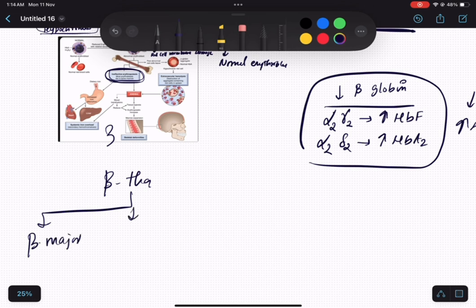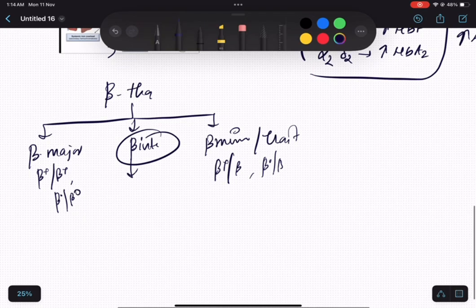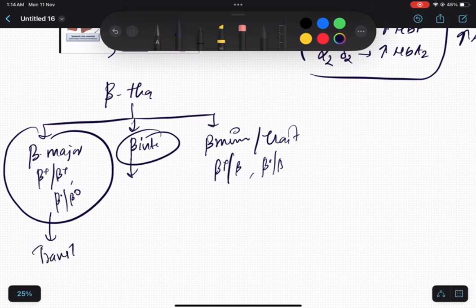And at last we have 3 types of beta thalassemia: beta major, beta intermediate, and beta minor. Beta major is homozygous. Beta minor, also known as trait, is heterozygous. And beta intermediate is a milder version of beta major. Beta thalassemia major patients are transfusion dependent, whereas beta intermediate is transfusion independent.